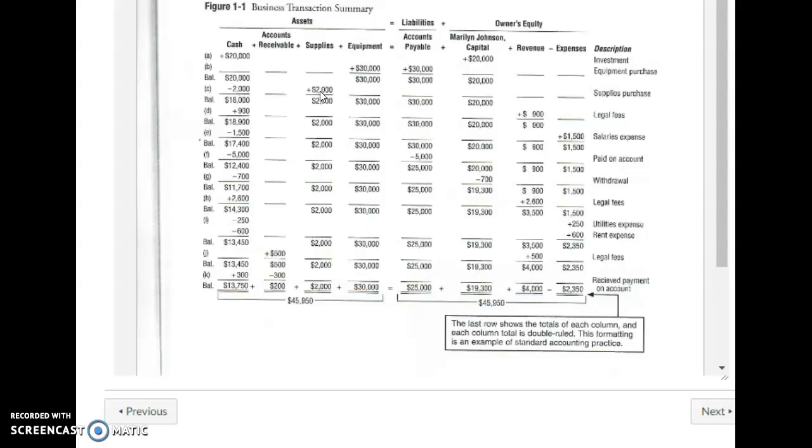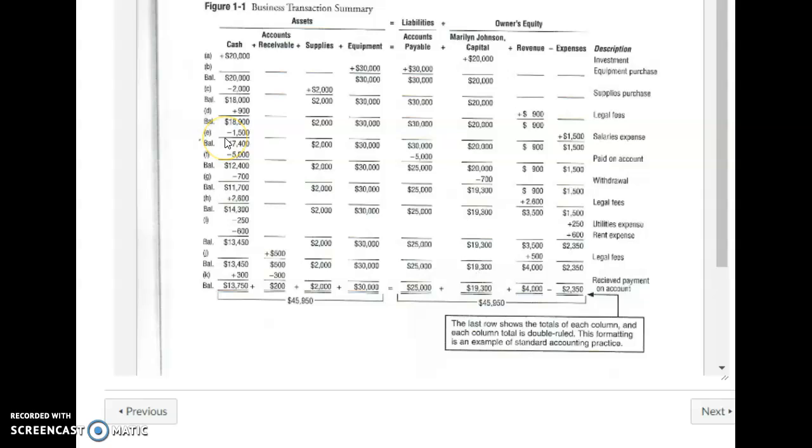Now, transaction D are legal fees. So they received cash for legal fees. So you increase revenue because she is an attorney and that was her income, and then you increase cash because they paid cash. The next one, and again, you're balancing after every transaction.